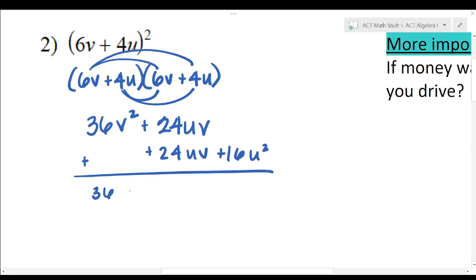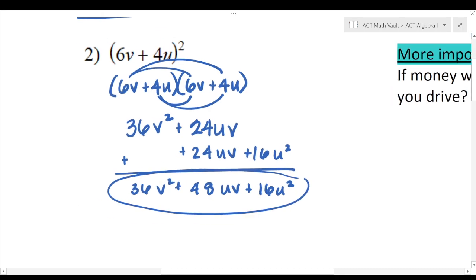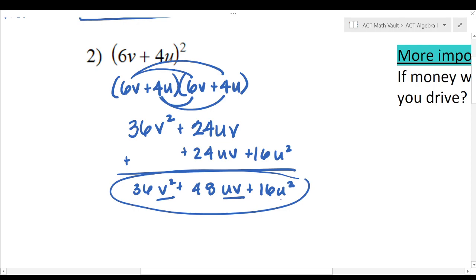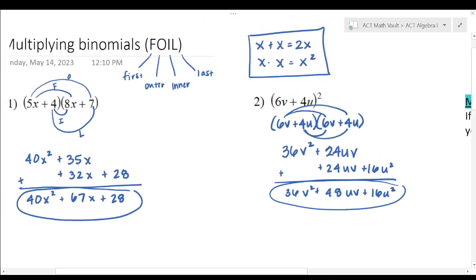Final answer, 36v squared plus 48uv plus 16u squared. You cannot combine anything else there. So none of these are like terms. You just keep it as is.